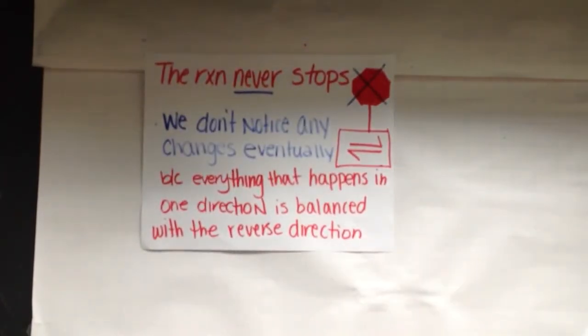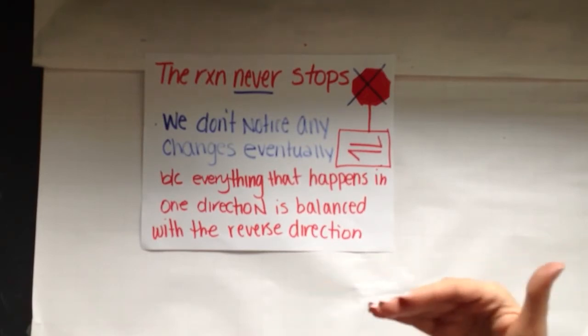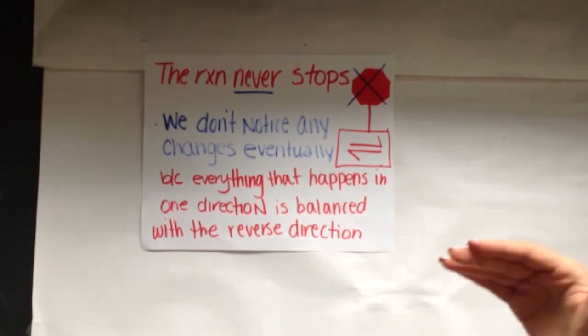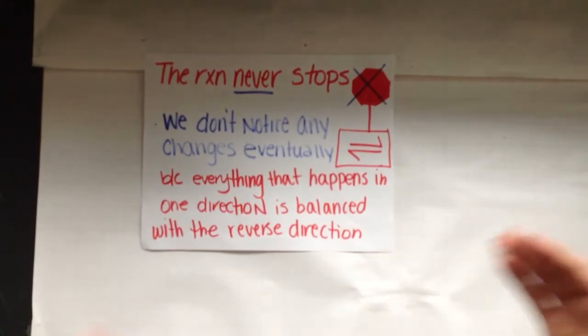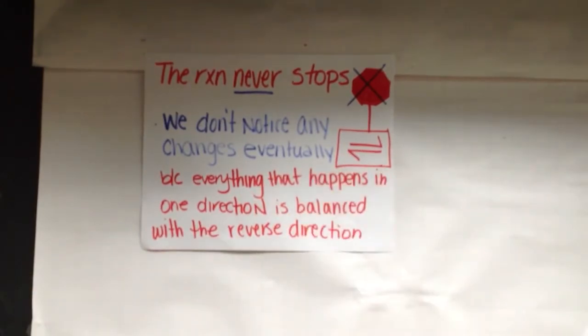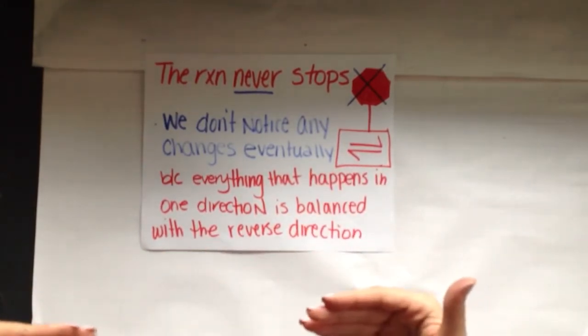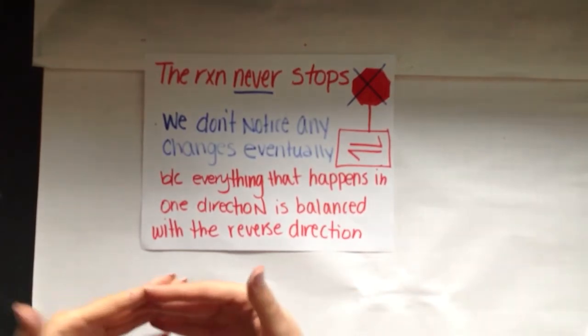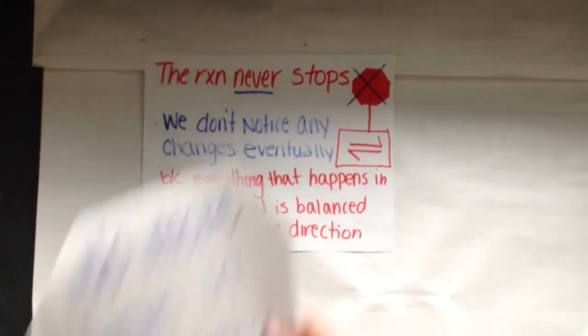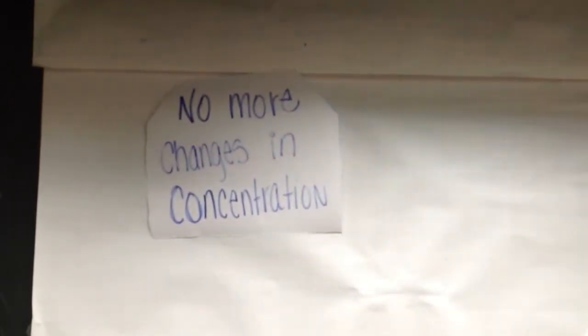The reaction actually never stops. We don't sometimes notice anything happening, maybe in our beaker or our test tube, but that's because everything happening in one direction is balancing out with everything happening in the reverse reaction. So it almost appears like we've stopped at some sort of stability, when in fact we've just reached an equilibrium. Okay?